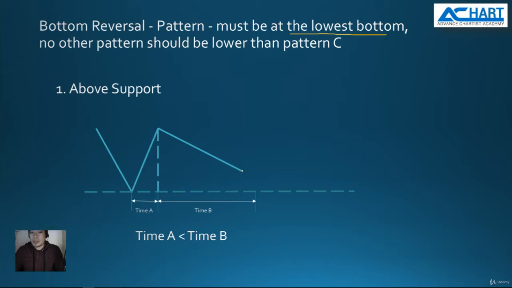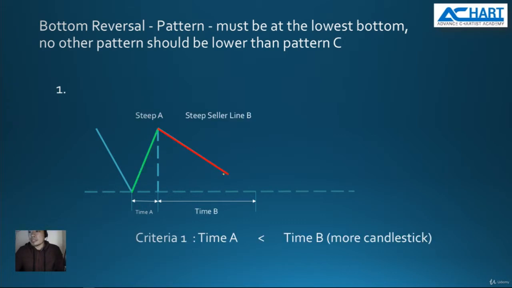Again, this is above support, and time A is less than time B. What we can notice is that when time A is less, that means the buyer becomes more aggressive, because at that point it takes less time for the buyer to get to the peak of the price, and it takes time for the seller to end up at its supply line.